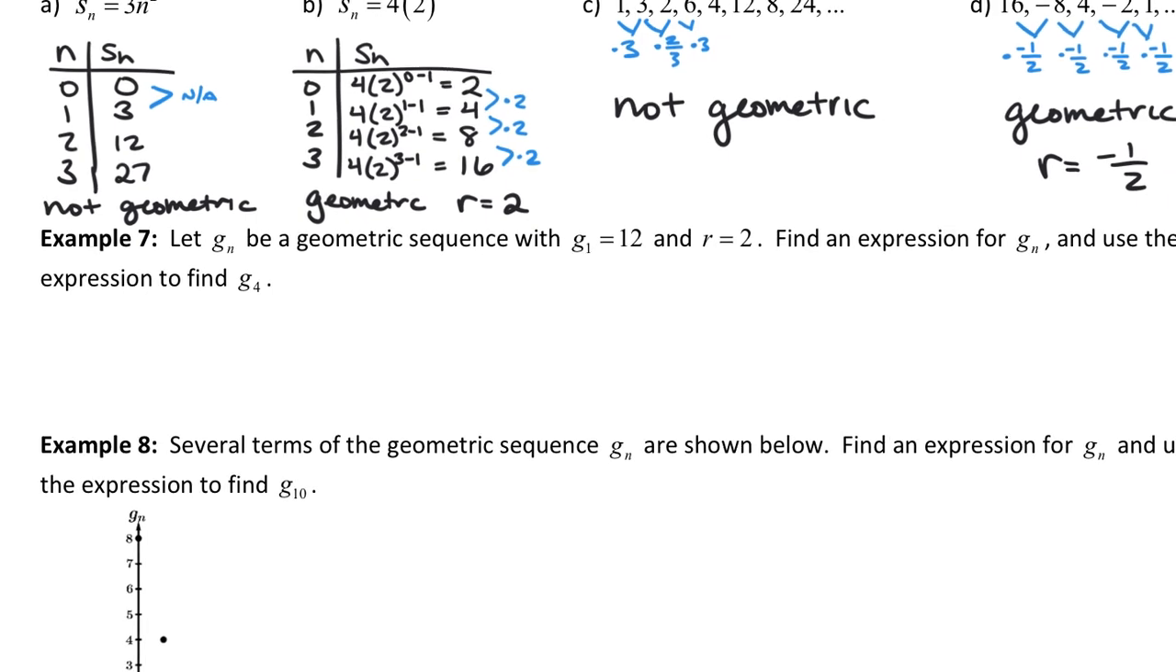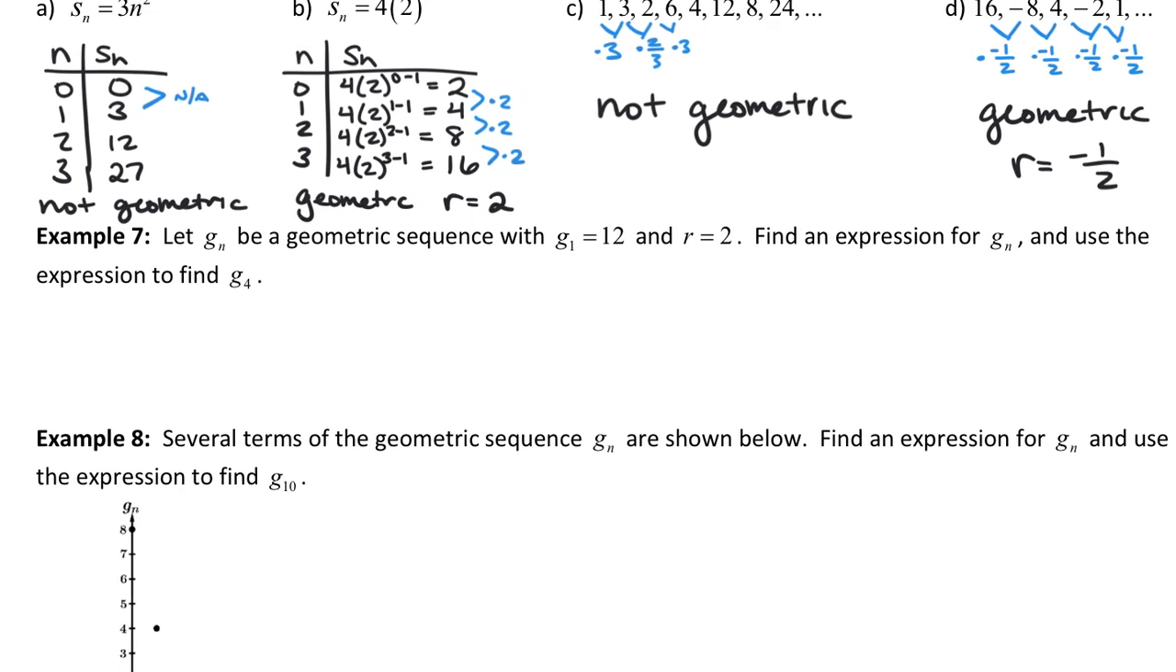Jumping into a problem like we did for arithmetic, because these kinds of questions can come in either form. Let G sub n be a geometric sequence with G sub 1 being equal to 12 and r equal to 2. Find an expression for G sub n and use the expression to find G sub 4. Okay, again, I want to write down the formula. It's actually on this page, but just so it's exactly where we need it. We are filling in G sub n equal to G sub k, parentheses r to the n minus k power.